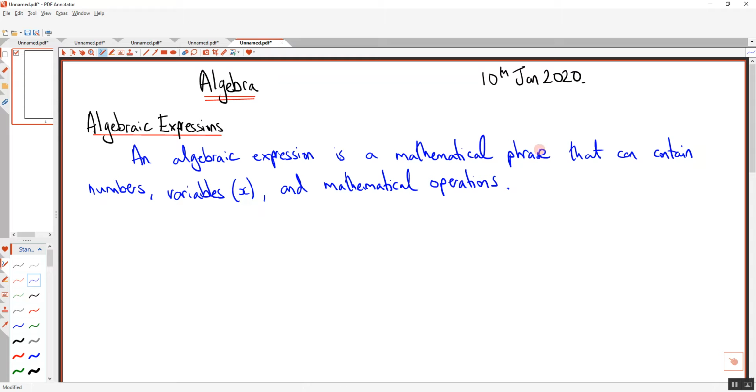Mathematical phrase. Okay, so mathematical phrase. Let's tidy that up. So an algebraic expression is a mathematical phrase that can contain numbers, variables, and mathematical operations. What do I mean by mathematical operations? Yep, addition, subtraction, multiplying, division.